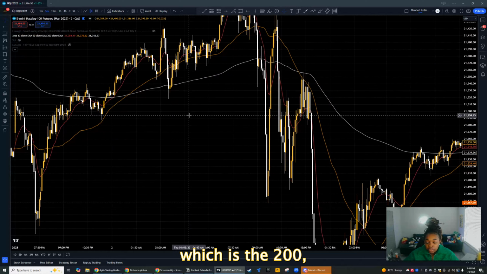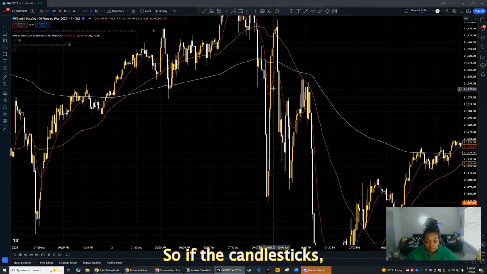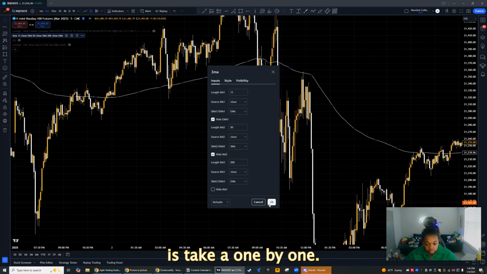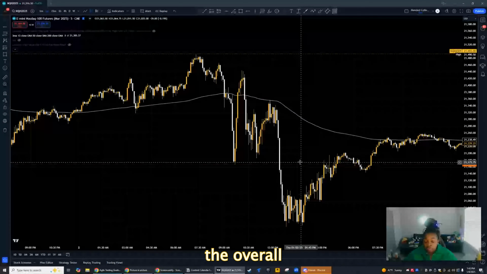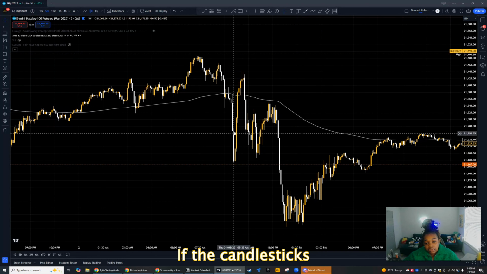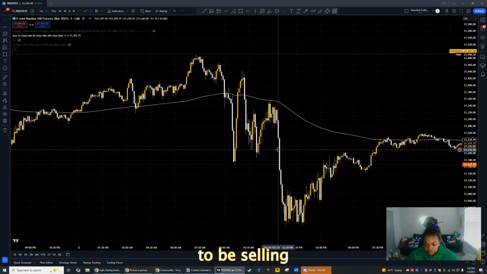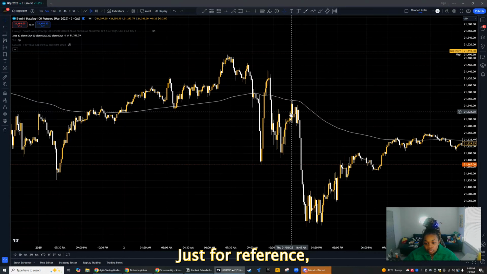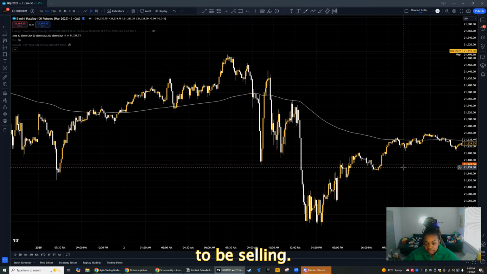The white one, which is the 200, is basically telling me the average of prices over 200 days, right? What I can also do is take it one by one, so you only see the white one, which is the 200. The 200 will tell you the overall trend of the market. If the candlesticks are below the 200, most likely price action is going to be selling. And we call candlesticks price action, just for reference. When you have candlesticks below the 200, price action is mostly going to be selling.